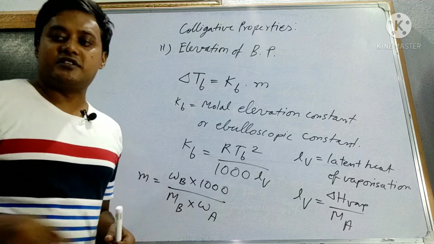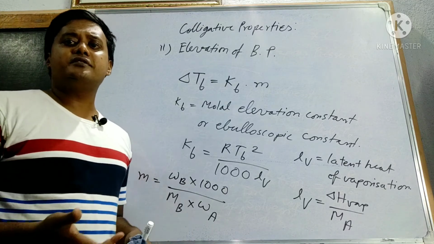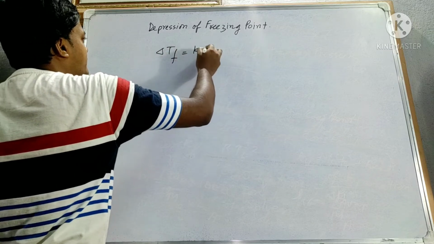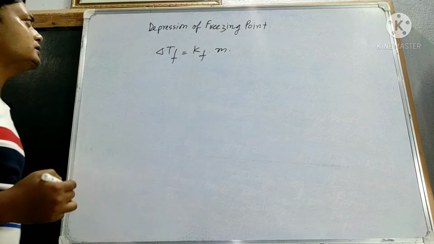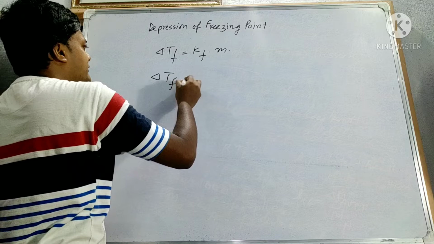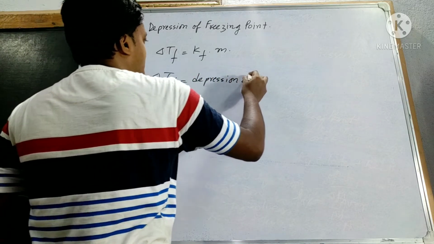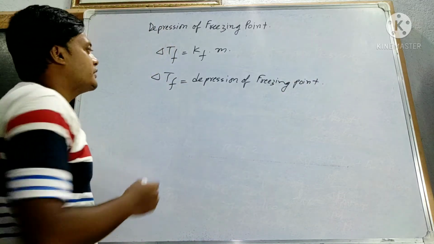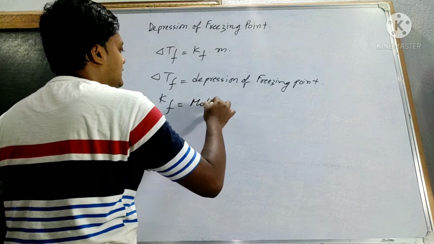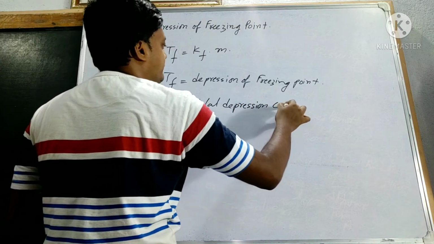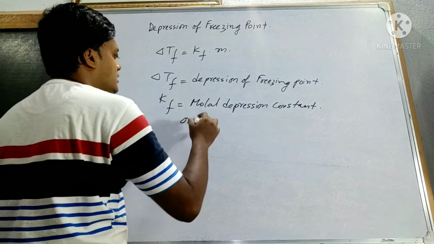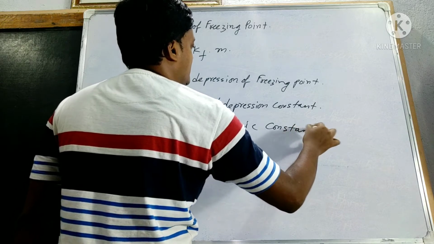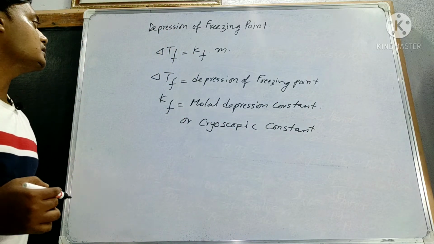Third one, depression of freezing point. Elevation of boiling point and depression of freezing point have similar types of expressions. Delta Tf equals Kf into m. Here delta Tf is the depression of freezing point, and Kf is the molal depression constant, or cryoscopic constant.